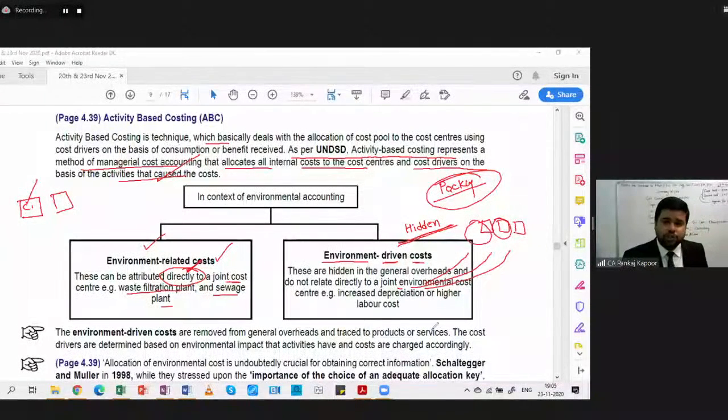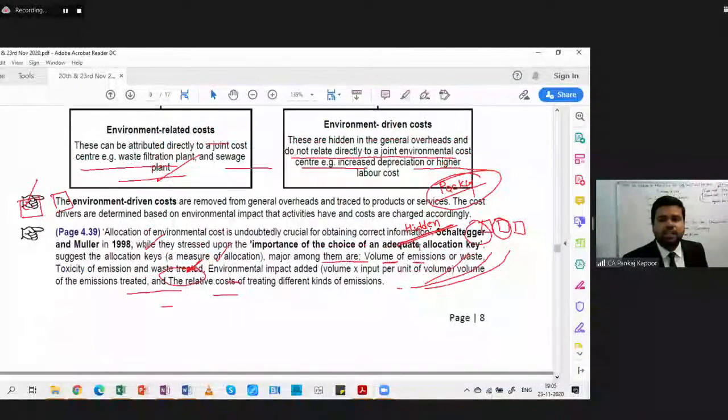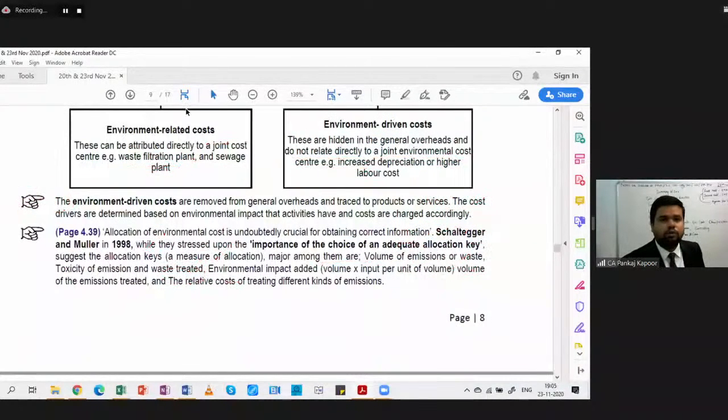And for doing the allocation, the correct cost driver needs to be identified. And who suggested that the correct cost driver needs to be identified? These are the 2 persons whose names are written in front of you. What are the names of those persons? The first person is Sechlitiger, and the other is Muller, and this is mentioned on page number 4.39 of your study material. These 2 people said that an appropriate cost driver needs to be identified.